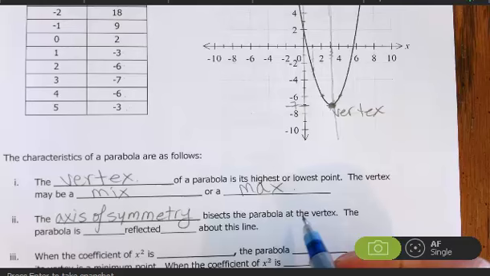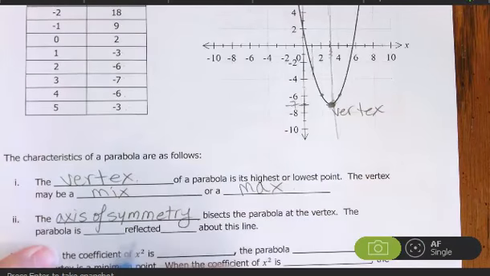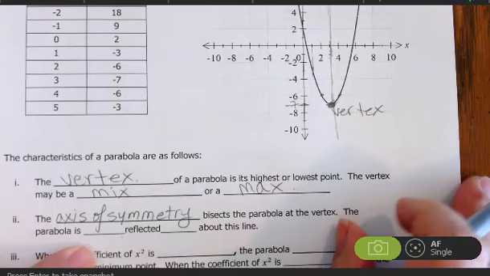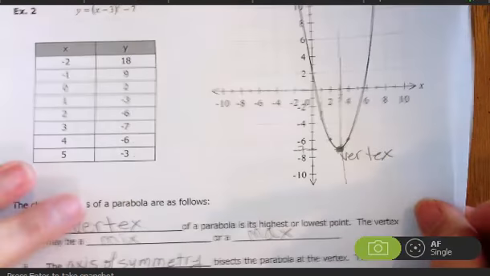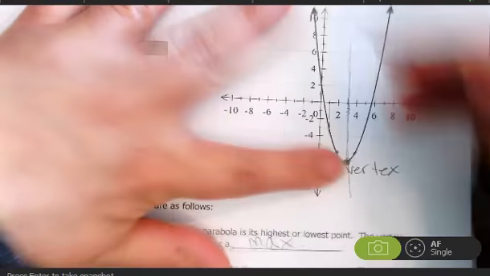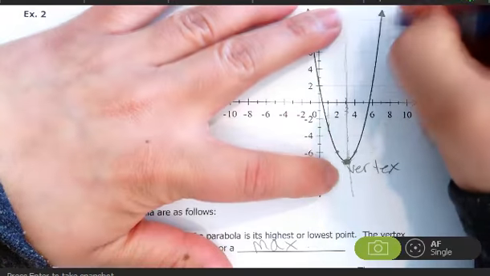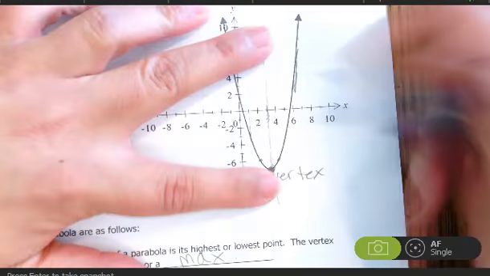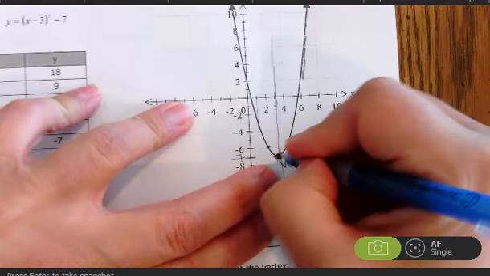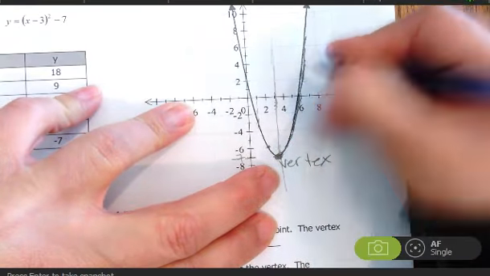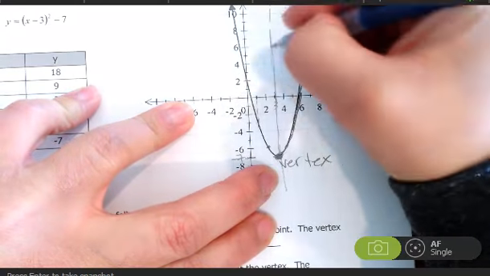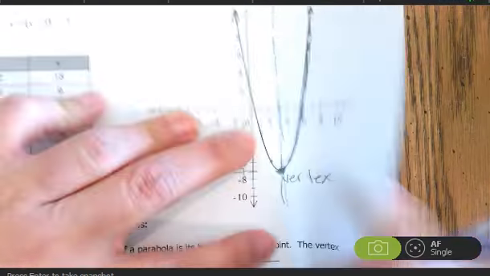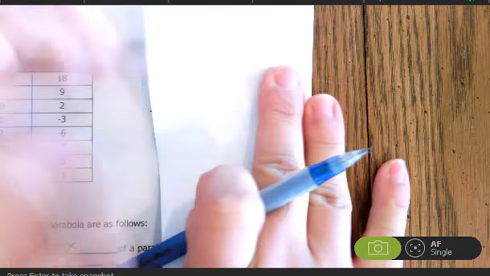All right, so it bisects it, and then the parabola is reflected. If the parabola is reflected about this line, what I mean by that is that you could basically take this graph, fold it in half, and see if, okay, here, I'm going to make this darker so that we could see it through my paper. So this is basically what's happening. And we're taking it on the axis of symmetry here, and we're going to fold it right along that line.